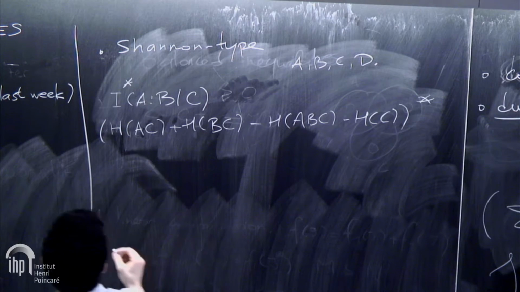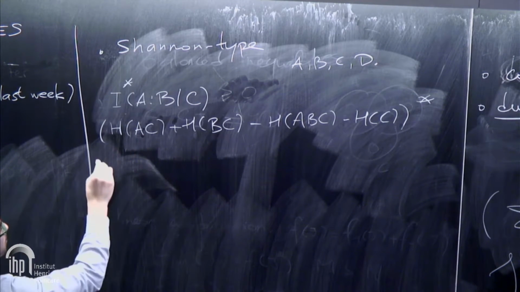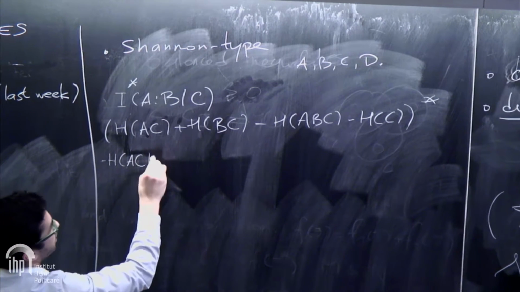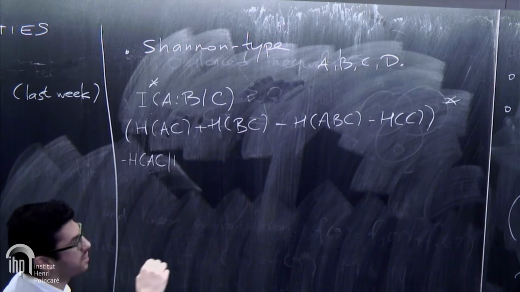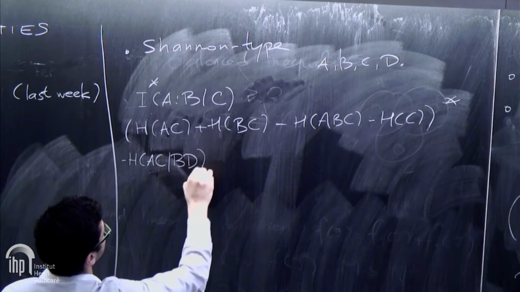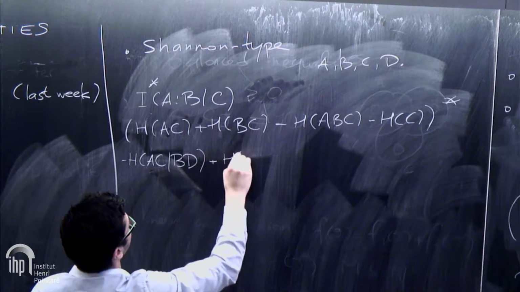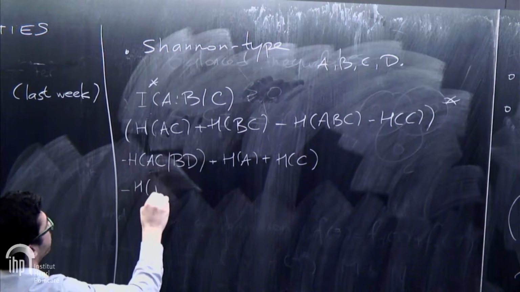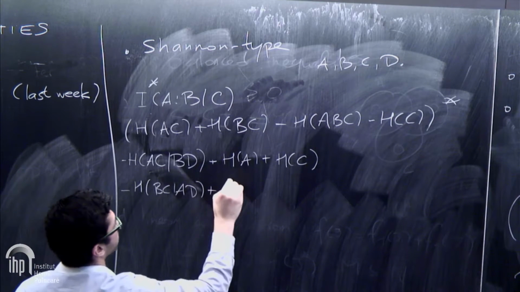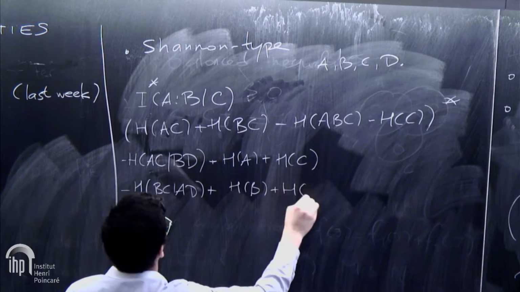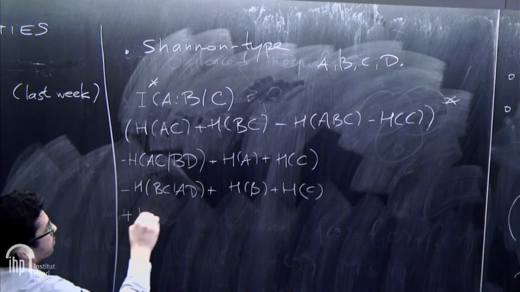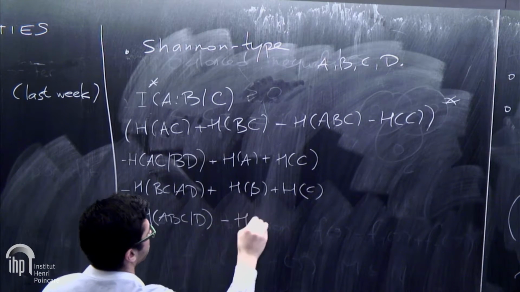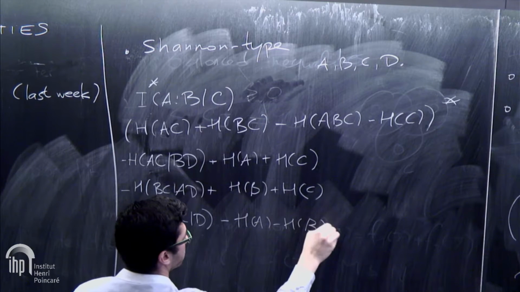And I take the dual of this. So it just means taking the dual of everything inside. So for AC, we get minus h of AC given the complement of AC, which is BD, plus h of A plus h of C. For BC, we get almost the same thing, so h of BC given AD plus h of B plus h of C. For ABC, we get ABC given D minus the entropy of these 3 things.